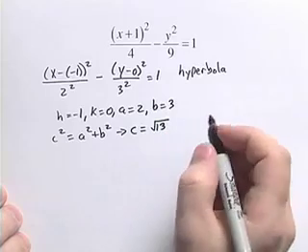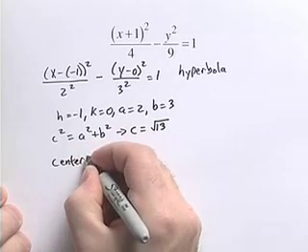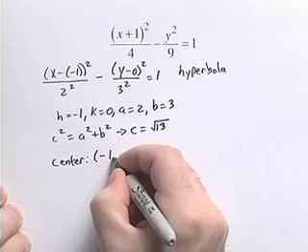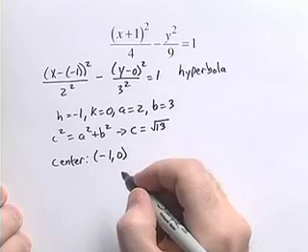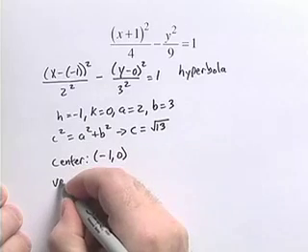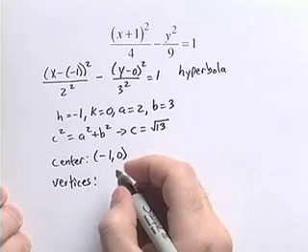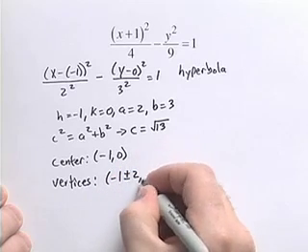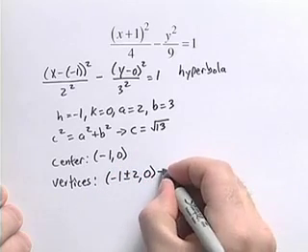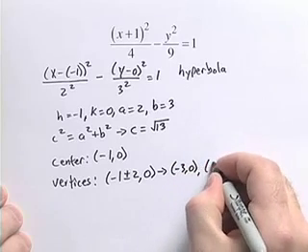And for our hyperbola then, we'll have that the center will be at (−1, 0). The transverse axis will be the x-axis. Our vertices are going to be at −1 plus or minus 2, comma 0. So that will give us (−3, 0) and (1, 0).